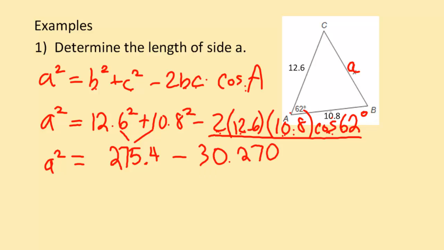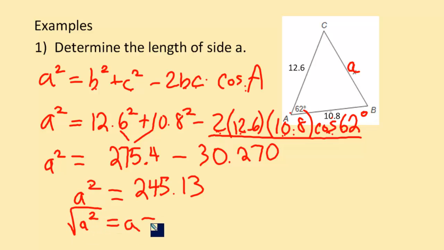And rounding it off, I get about 30.270. So if I subtract these two things, I get 245.13, which doesn't tell me how long A is, it tells me how long A squared is. To get A, I need to get rid of the second power, and to get rid of the second power, I'll take the square root of both sides.